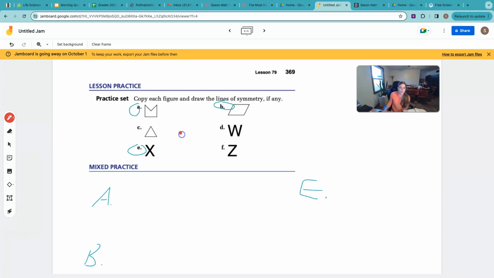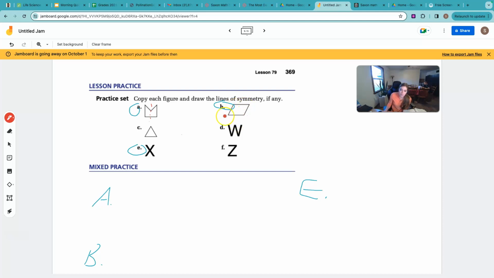Okay, here we go. Let's check A. We can divide A perfectly in half down the middle, going like this. Are there any other lines of symmetry? Like it says, copy each figure and draw the lines of symmetry. Do we have any more for A? No, right? This is the only way that we can fold it over and it will perfectly match up. So A just has one line of symmetry.